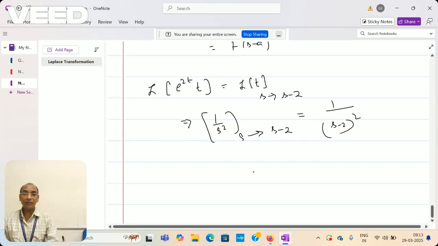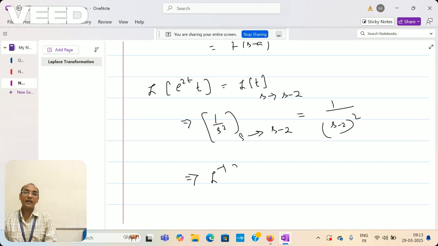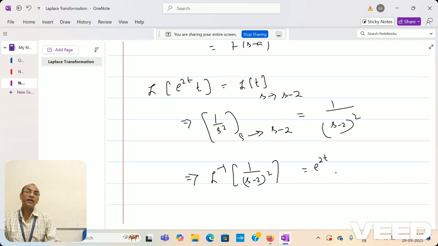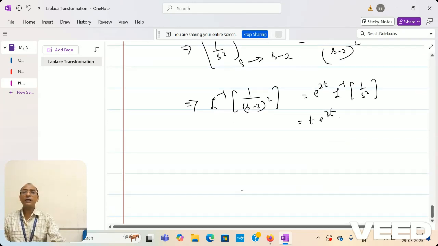When I find the inverse of this, L inverse of 1 by s minus 2 whole square, for the s minus 2 I preserve e to the power 2t, and for the remaining part I take the inverse. The inverse of 1 by s square is t, and so I will get t into e to the power 2t.